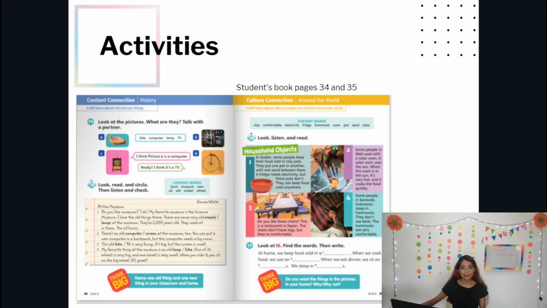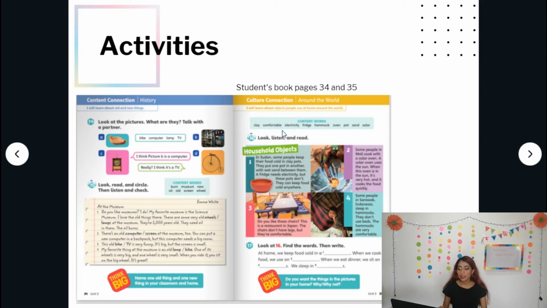Okay, and that's it. So now we can go to the next page, and it's page 35. And you have content words. You can find them on the internet, in a dictionary, if you want to understand the next reading or listening. So activity 16 says, look, listen and read.